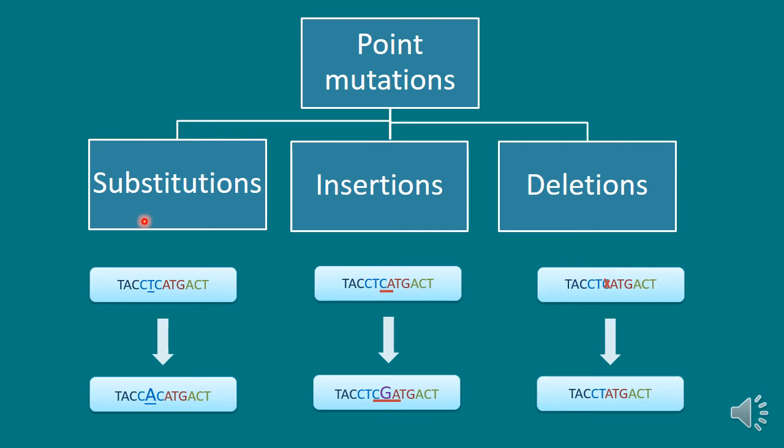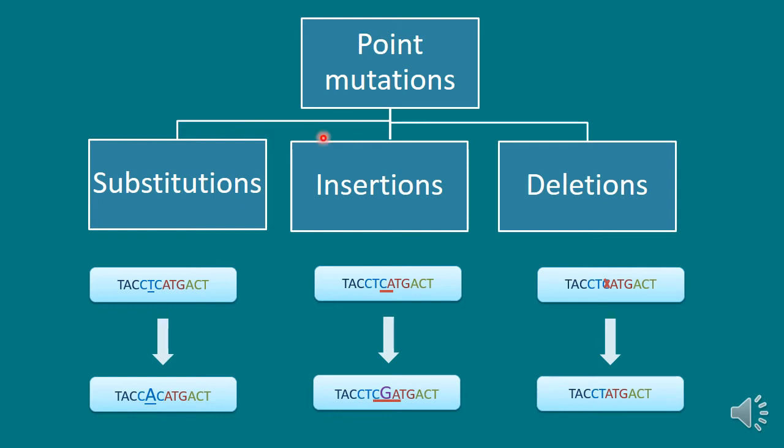So what is meant by a substitution? It means a nucleotide in a gene is replaced with another type of nucleotide. In this case, a thymine containing nucleotide is replaced with an adenine containing nucleotide.